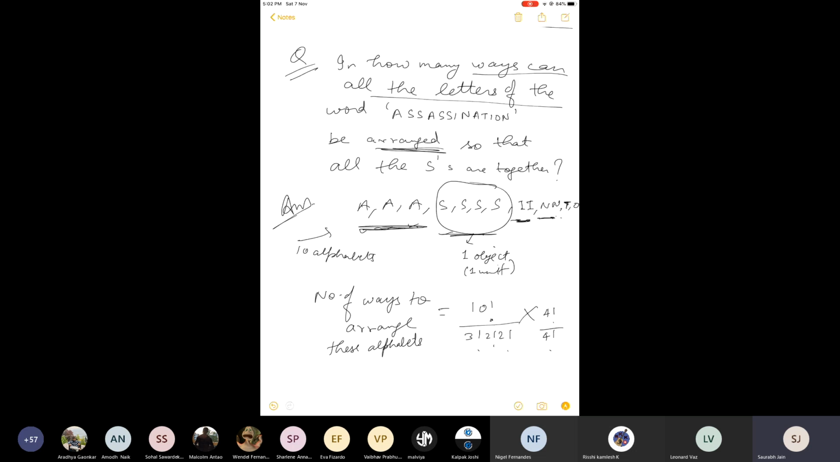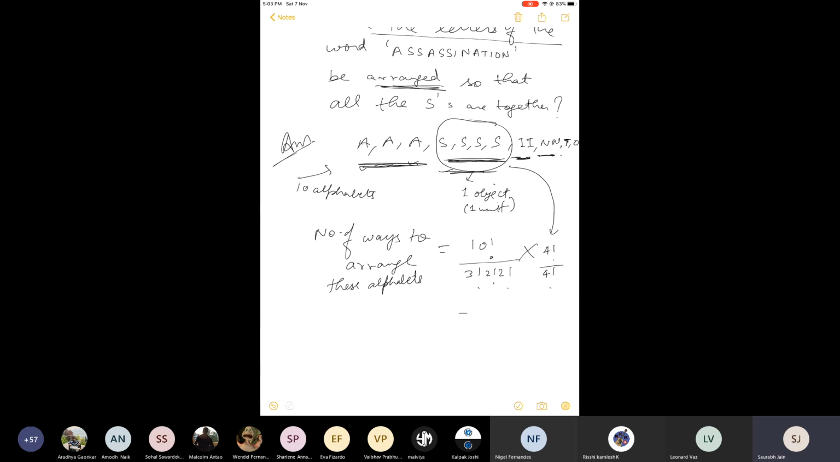Why? Because within this circle, these four can interchange their positions among themselves. In this way, they will be together, but they can be shifting among themselves. But there will be no effect, as all the four s's are obviously similar. So four objects can be arranged in a line in 4P4 or 4 factorial. But here we are dividing by 4 factorial also. Why? Because all four of them are identical. So that's it. This is the answer.